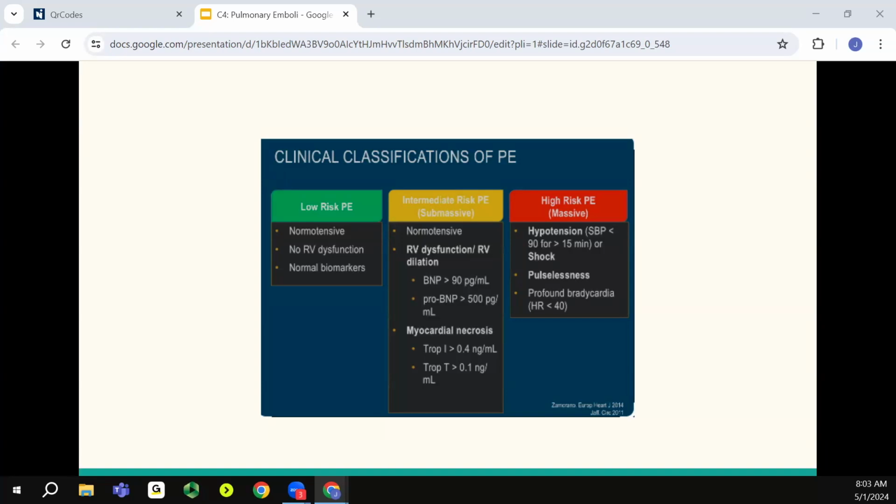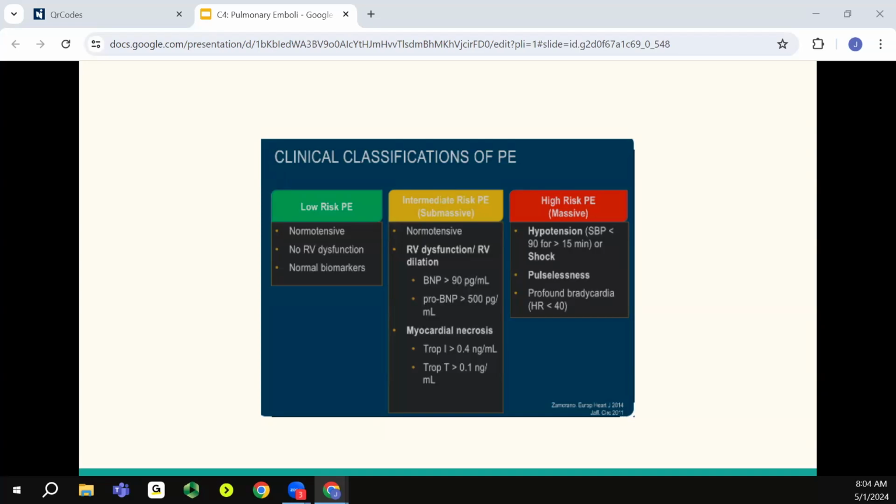The massive PE is the hemodynamically unstable, precipitously dying in front of you patient. They are hypotensive, defined as either a systolic less than 90 or a drop of greater than or equal to 40 from their baseline, or they are pulseless, being coded for a PE, or have some type of profound bradycardia. And then everything else in the middle was submassive. This huge group of people who are normotensive, but have basically any other signs and symptoms of RV dysfunction.